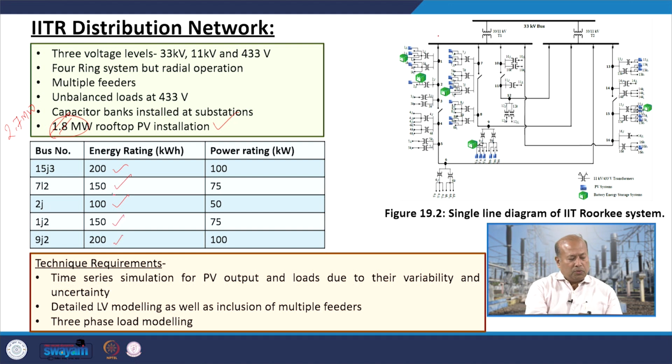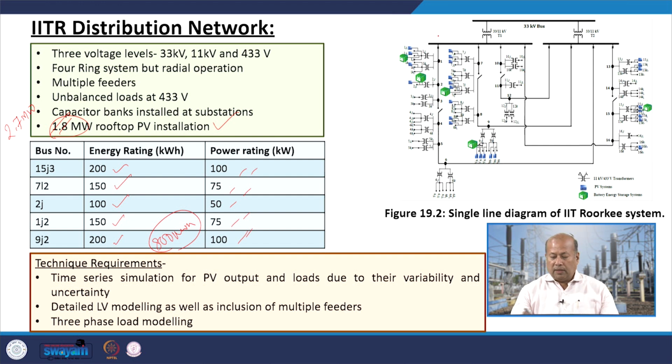So it is close to 300, 400, approximately 800 kilowatt hours of energy rating, and the power rating is close to 100, 75, 50, 75, 100. So it is for 2 hours each that we are going to run it. The technique required is time series simulation for PV output and loads due to their variability and uncertainty, detailed LV modeling as well as inclusion of multiple feeders, and 3-phase load modeling has been carried out.